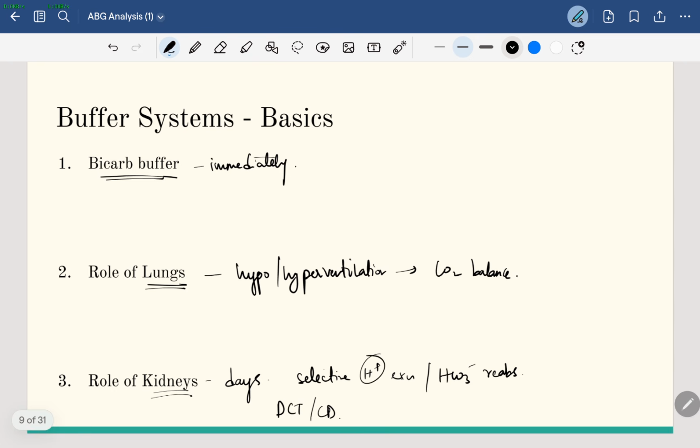In the kidneys, H plus is excreted in the form of ammonium ions. So ammonia, which is synthesized by the renal cells, combines with protons to yield ammonium ions. Likewise, bicarbonate can be generated by carbonic anhydrase, and it can be reabsorbed if there's a depletion or even excreted in excess. And here the lungs take hours to act. Bicarb is immediate.